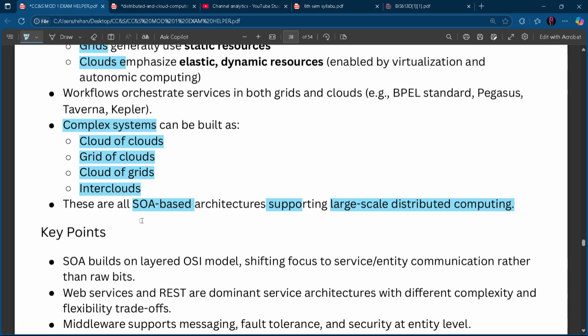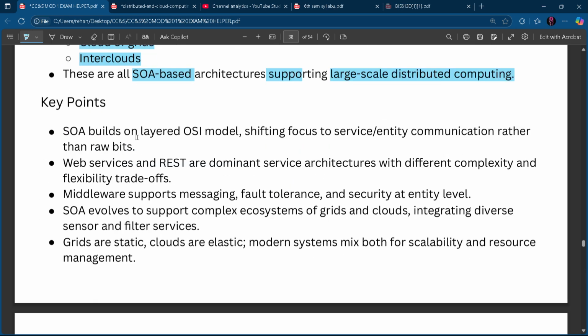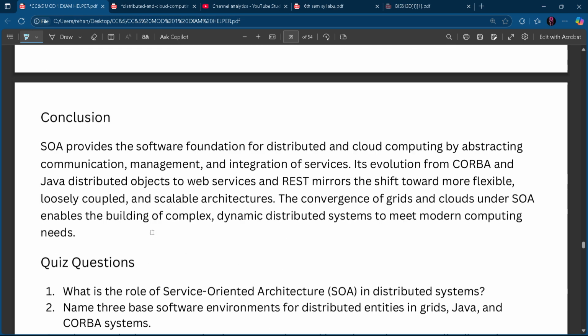large scale distributed computing. Key points: SOA builds on the layered OSI model, shifting focus to service entity communication rather than raw bits. Web services and REST are dominant services architecture with different complexity and flexibility trade-offs. Middleware supports messaging, fault tolerance, security at entity level. SOA evolves to support ecosystem of grid and clouds, integrating diverse sensor and filter services.